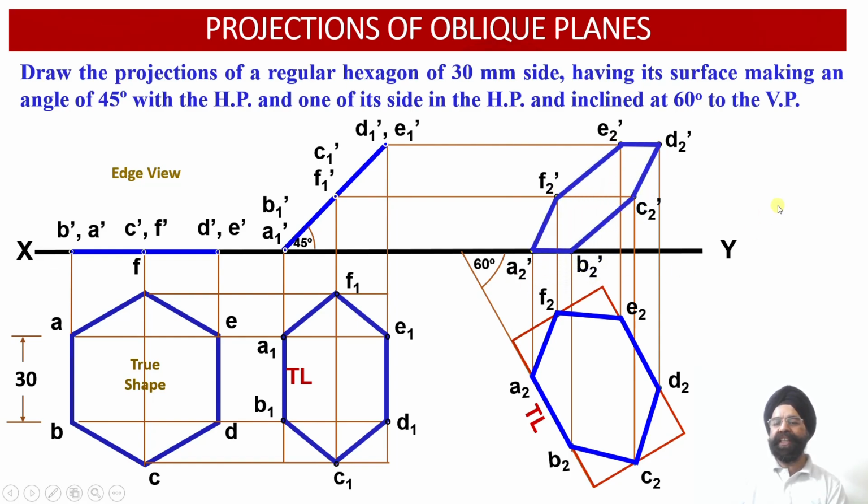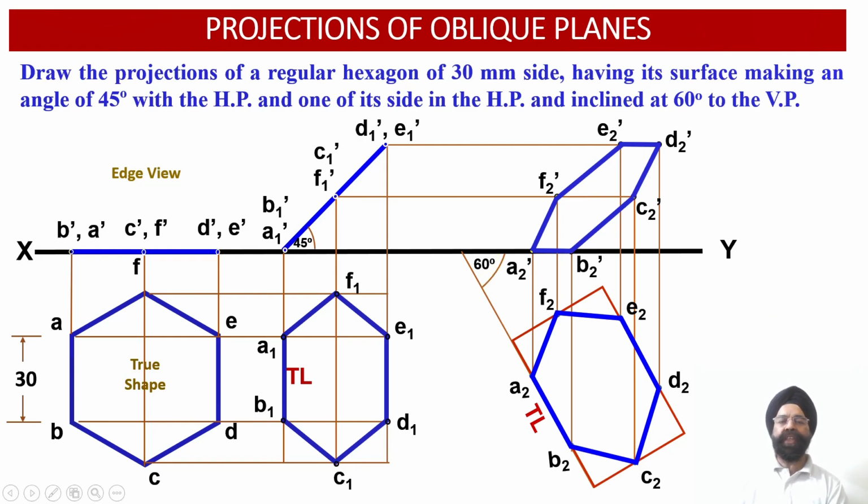Now we can join all of these 6 points. This way we have been able to obtain front view projections and the top view projections of an oblique lamina whose surface is inclined with respect to horizontal plane at an angle of 45 degree, and the edge on which it is resting onto the ground, this is the edge AB, this edge true length is further inclined with respect to vertical plane at an angle of 60 degree. So this is all for today.